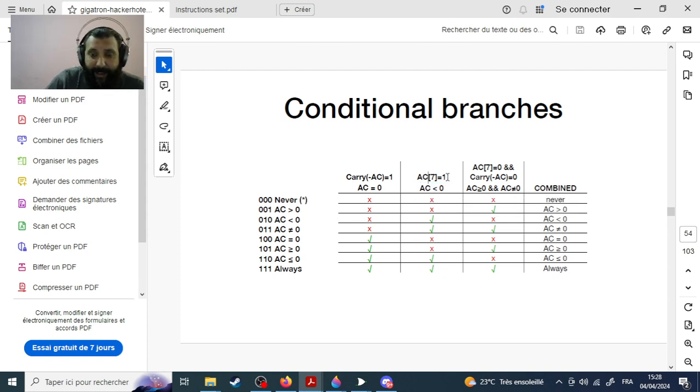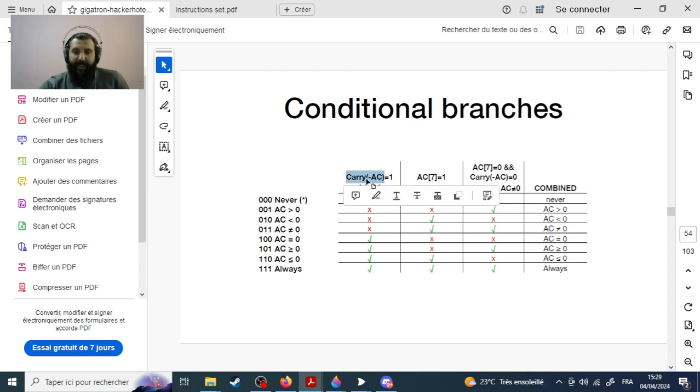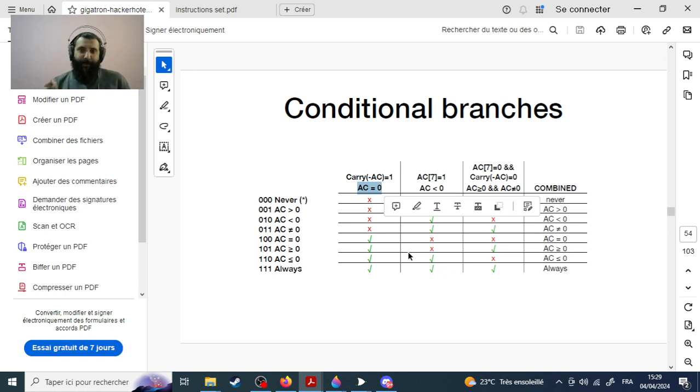Now it is simple. If you have to find that IC is less than zero, it's very simple. You have to verify the IC7 bit. If it's equal to 1, it means that IC is negative, it's less than zero. Now let's check this. If the carry of minus IC is equal to 1, it means that IC is equal to 0. This is a very clever way to detect if the value of IC is equal to 0 or not.